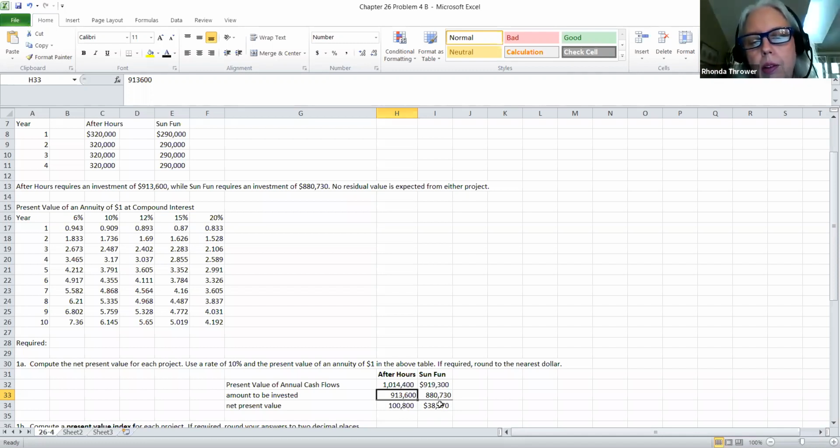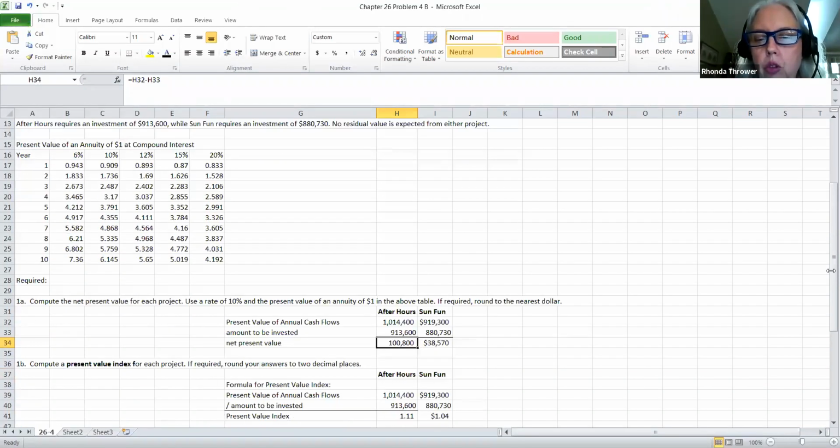So in both of these situations, they're going to be okay investments. But obviously, if you're just looking at the net present value, After Hours is going to be your better investment for this type of evaluation.